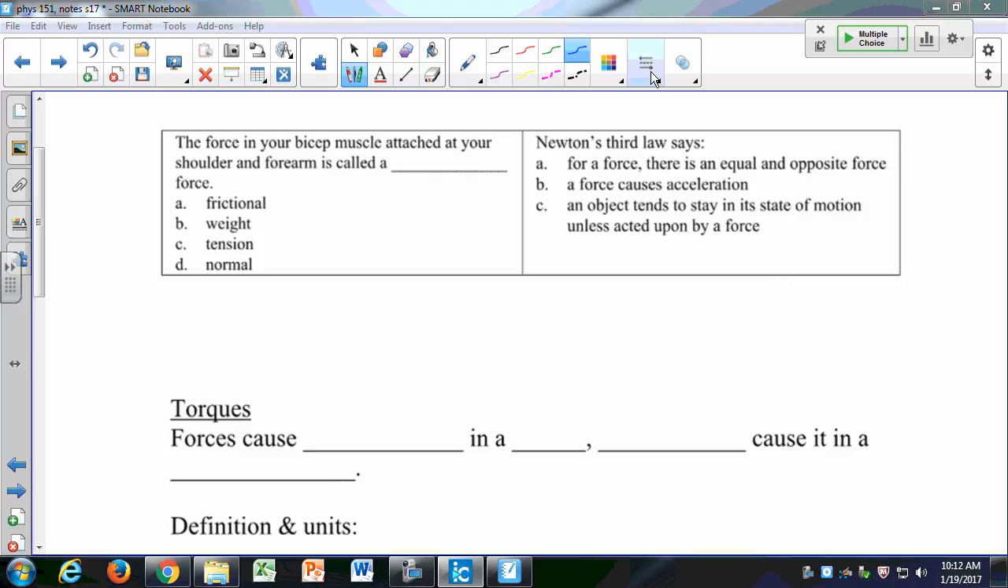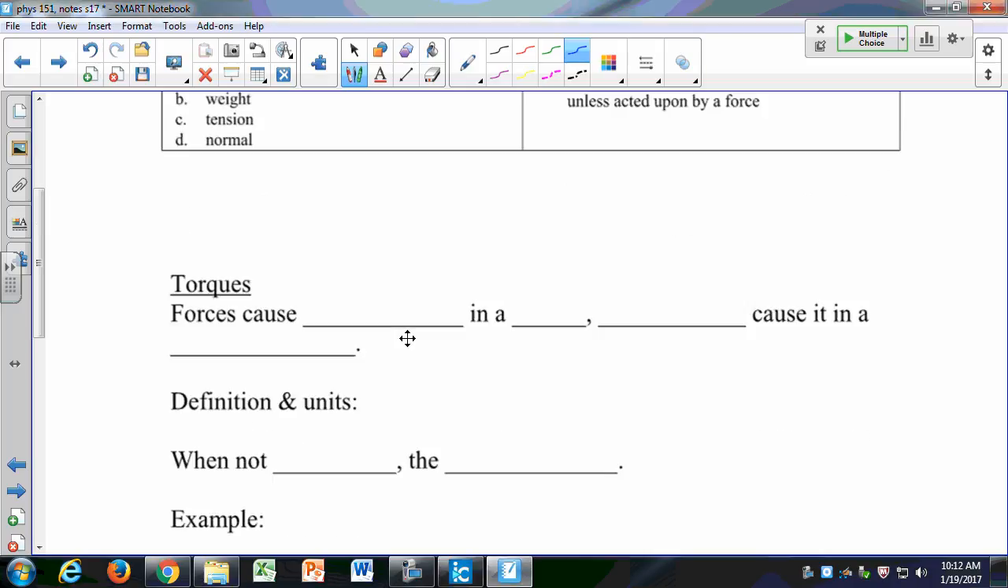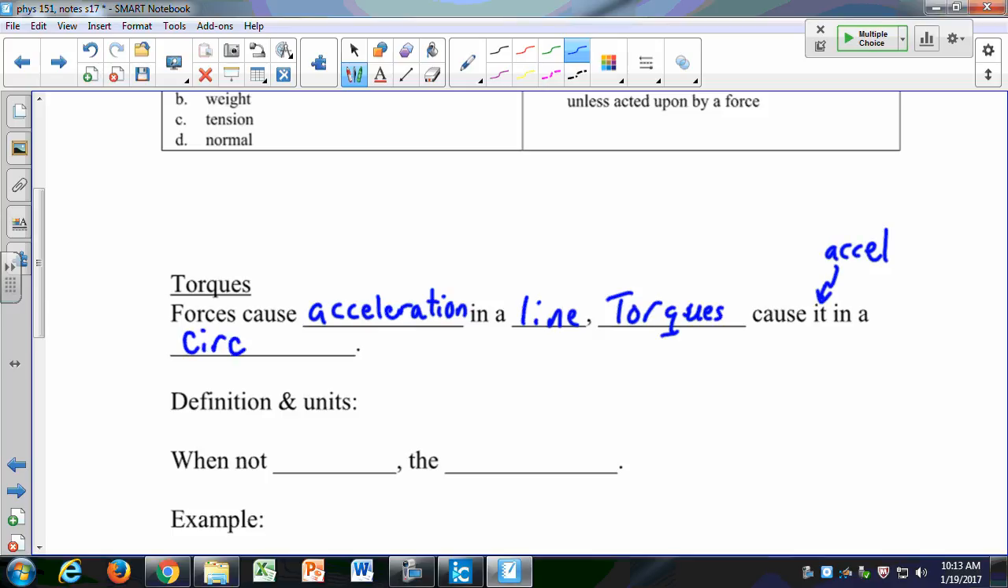So forces cause acceleration in a line. Torques, in a similar way, cause acceleration in a circle. So you can think of torque sort of as a circular force. If I apply a force to something, it makes it accelerate in a straight line. If I apply a torque to something, it makes it accelerate in a circular path.